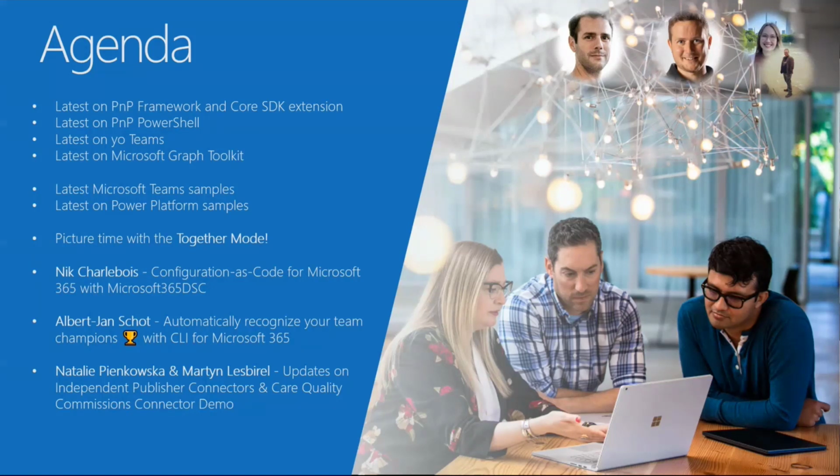We're going to have a combination of configuration as code for Microsoft 365 with Microsoft 365 DSC. Appy is going to cover automatically recognizing your team champions with CLI for Microsoft 365. And then Natalie and Martin are going to cover updates on the independent publisher connectors and see a demo on Care Quality Commission's connector. So it's going to be very, very cool.